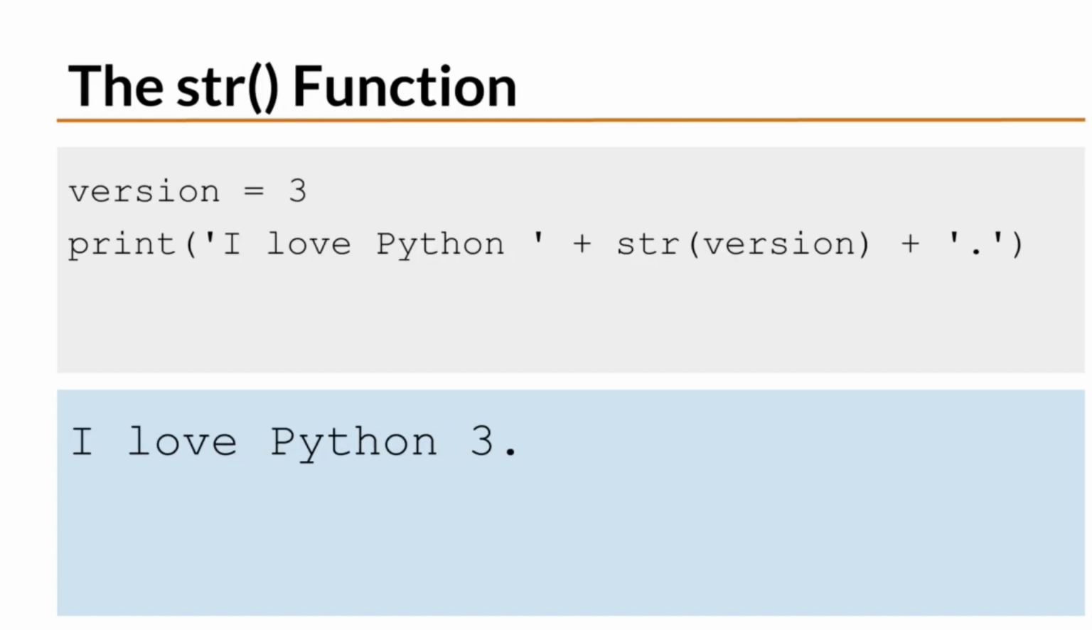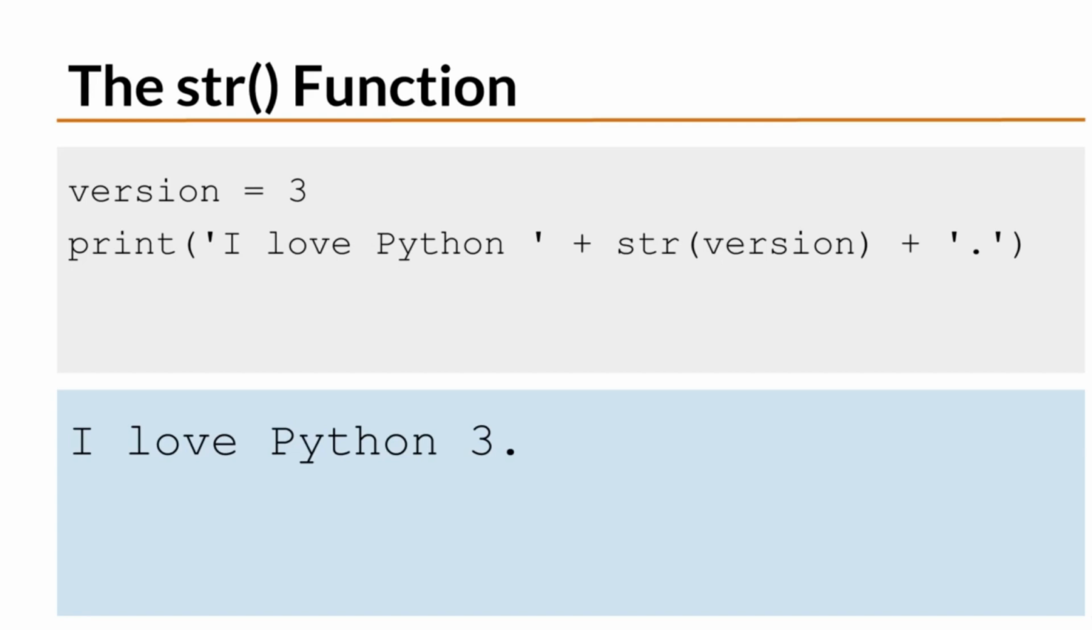In an upcoming lesson, you'll be learning about number data types. For now, just know that unlike strings, numbers are not enclosed in quotation marks. To concatenate a string with a number, first convert the number to a string with a built-in str function. The str function turns non-strings, such as numbers, into strings.